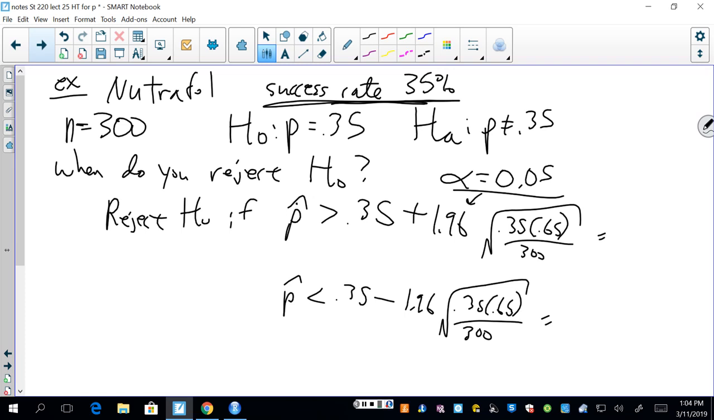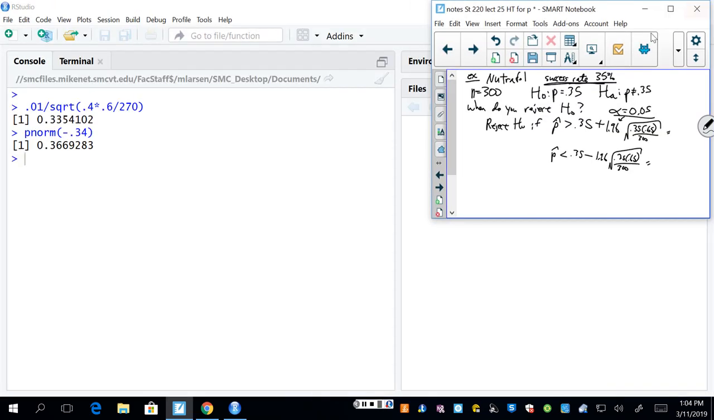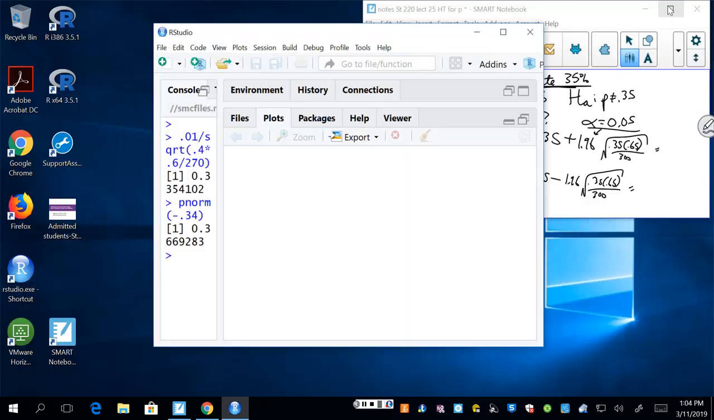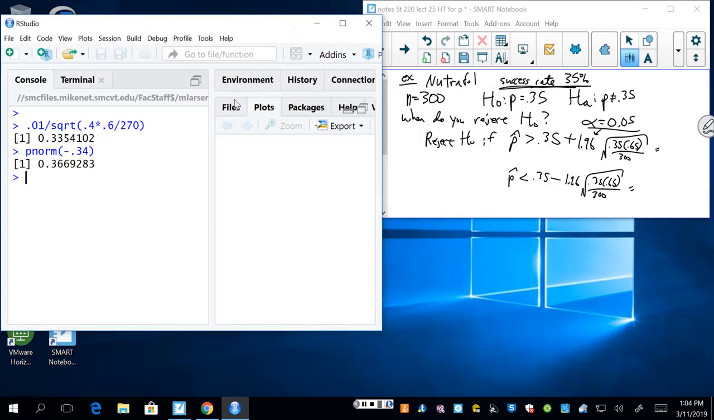Let's see if I can keep it up there a little bit for you. So if you want to keep looking at that, if I make this one smaller, I can put them both up there.